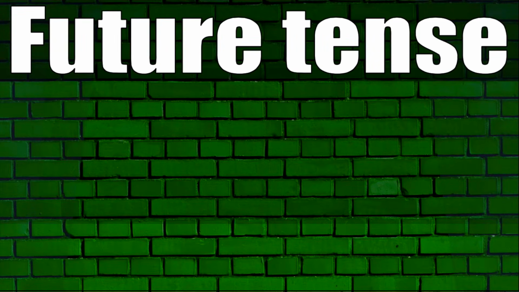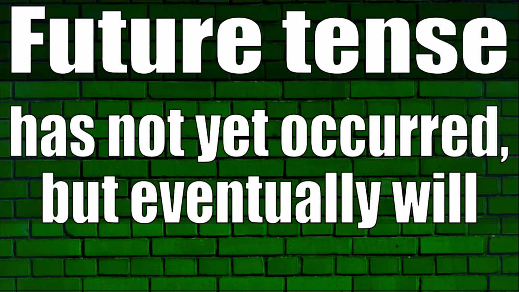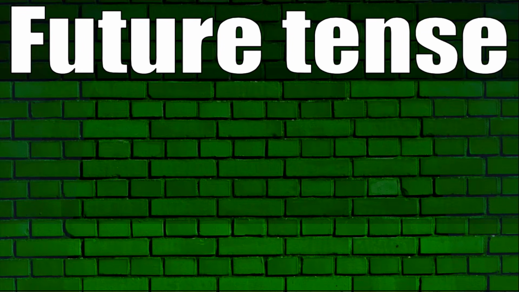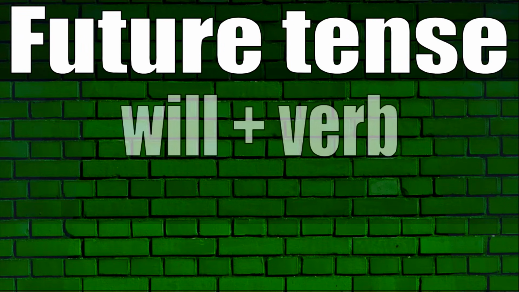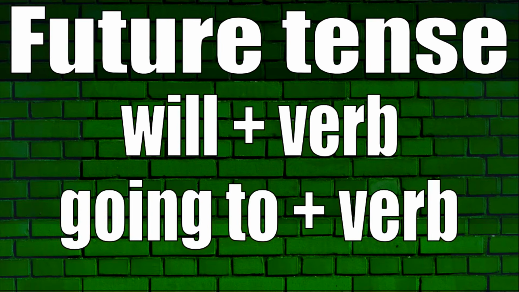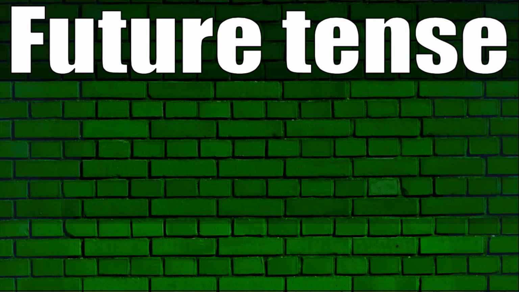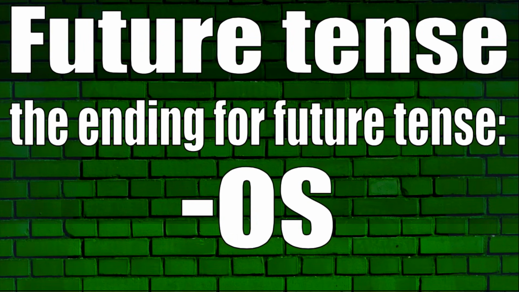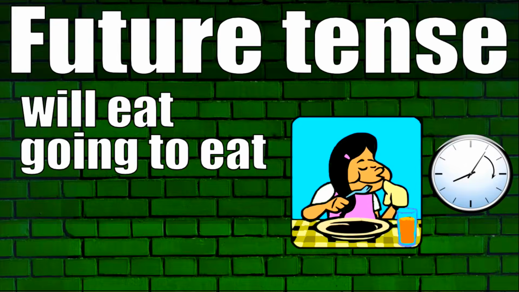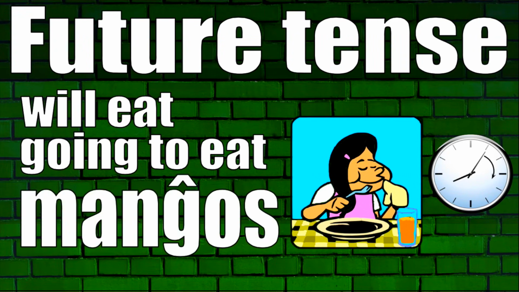Now we can talk about the future tense. You've already learned the present tense and the past tense, so now we're going to learn the future tense. The future tense shows that an action has not yet occurred, but eventually will. In English, we don't technically have a future tense because we just add things like the word will or going to before the verb. So we say things like, I will run or I am going to run. But in Esperanto, the ending for the future tense is os. So the word for will eat or going to eat is manĝos.